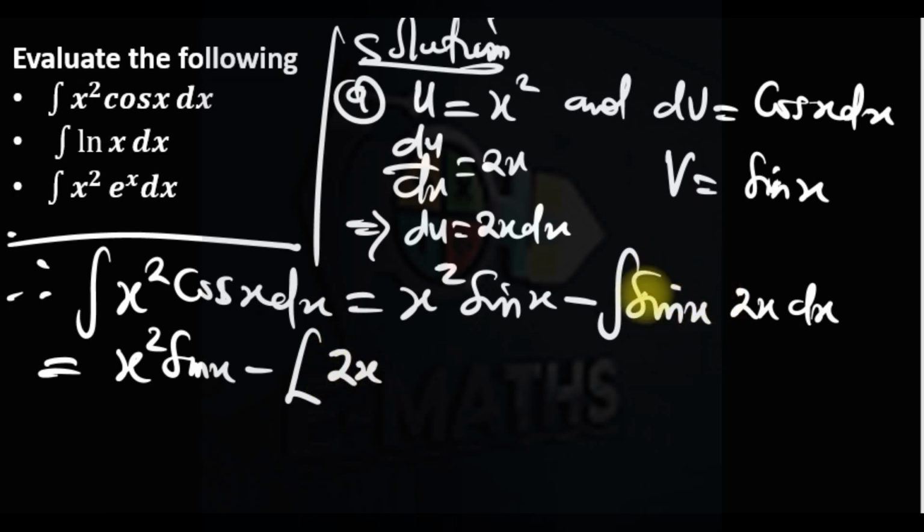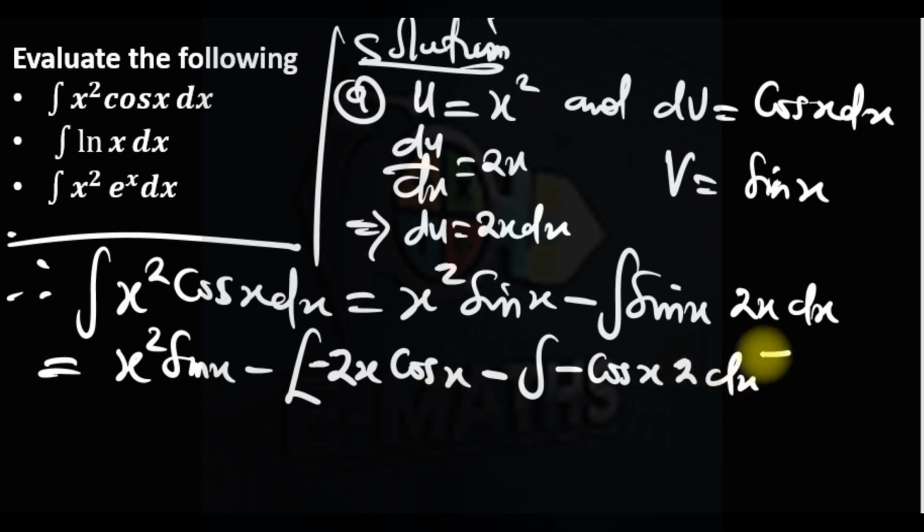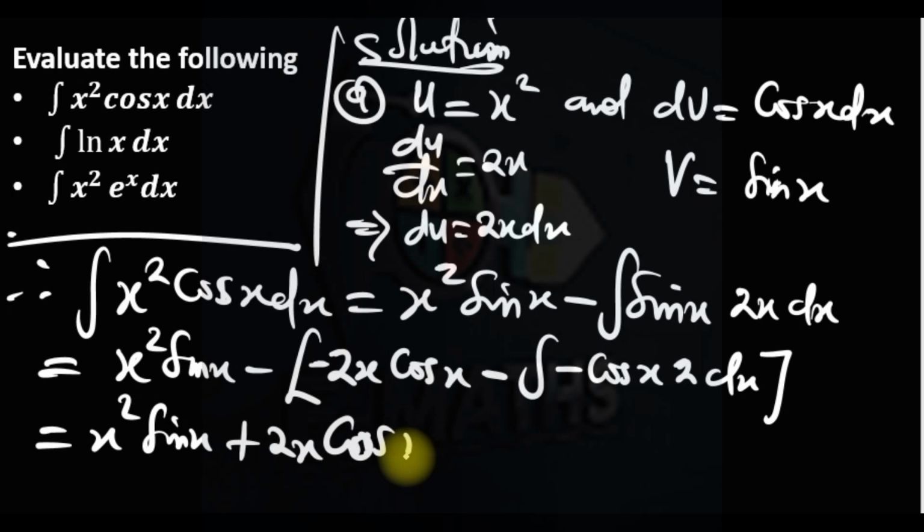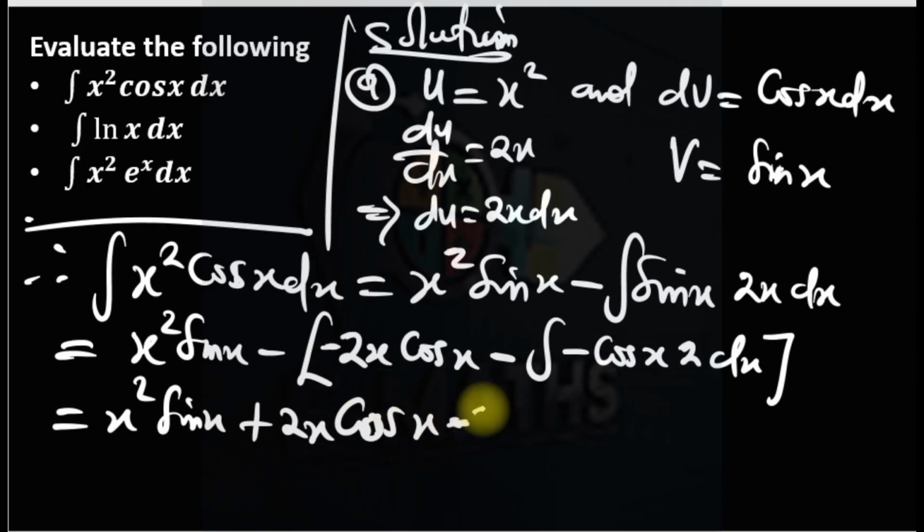If you integrate sine, now remember dv is now sine x dx. So if you integrate sine, it is now minus cos. So I have minus cos x minus integral of v. V is minus cos x, and our du, if you differentiate this, is 2 dx. So we can rearrange this as minus that times that is plus 2x cos x minus 2 integral of cos x dx.